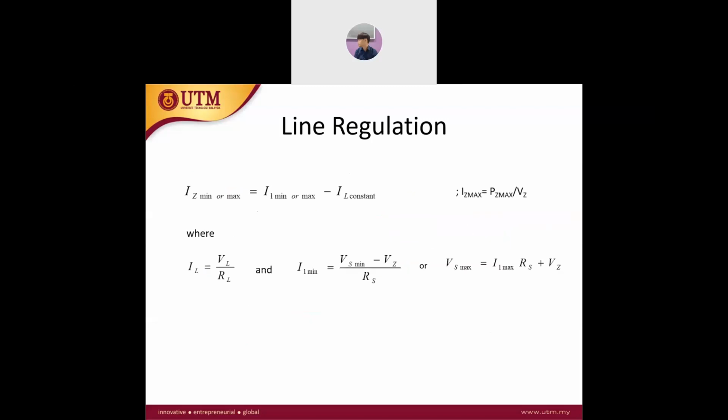So for line regulation, you have IZ min or max, whichever one we need. It equals I1 minimum or maximum passing through our resistor RS, minus IL, which is constant. So these are pretty much the equations: IZ min equals I1 min minus IL constant, and IZ max equals I1 max minus IL constant. To get this IZ max, we use P equals VI. IZ max is equal to PZ max, the maximum power dissipation of the diode, over the voltage of the Zener diode. IL is VL over RL, and I1 minimum is equal to VS minimum minus VZ over RS, or if we are using maximum, then we change accordingly. For I1 maximum, VS will be maximum.